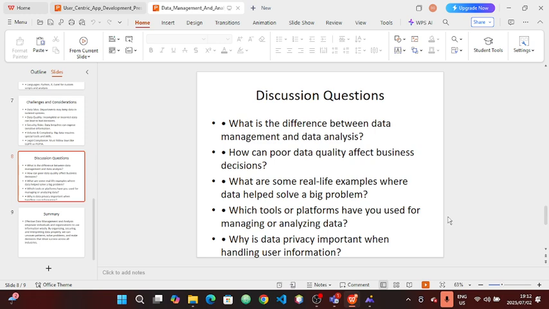And also on my side, Void can agree on this one. Void, you have used Microsoft Azure last year to manage data. Yeah, bro, we did that. Yeah, Excel and also Microsoft Azure. Now the last question, guys: why is data privacy important when handling users' information?